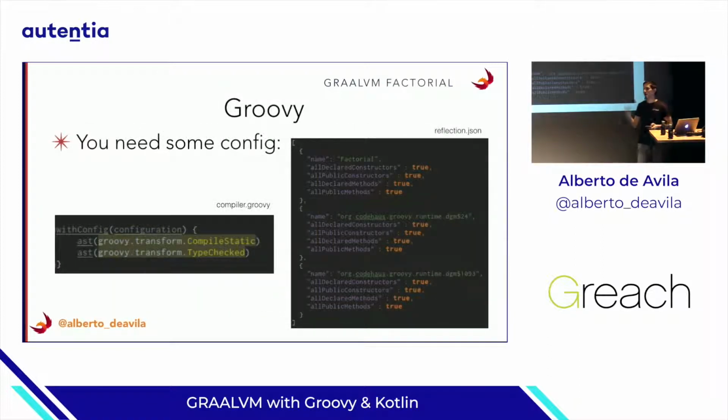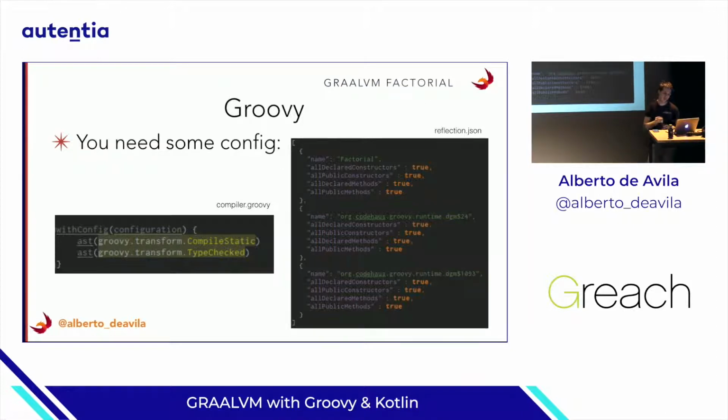You need to configure two files. The first is optional. You have to write the compiler.groovy if you want to write the annotations for your Groovy files. You have to put the CompileStatic annotation, but if you want to, you can write it at the top of your Groovy file. And you have another file, the reflect.json. The reflect.json contains some information about all the meta methods needed to execute the Groovy code.